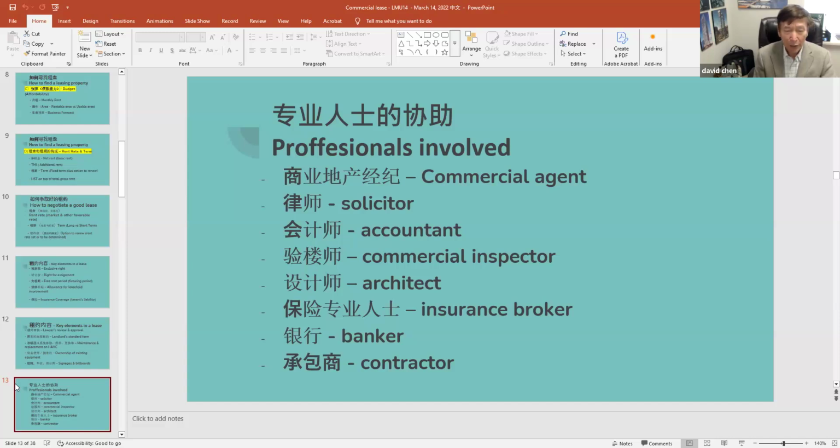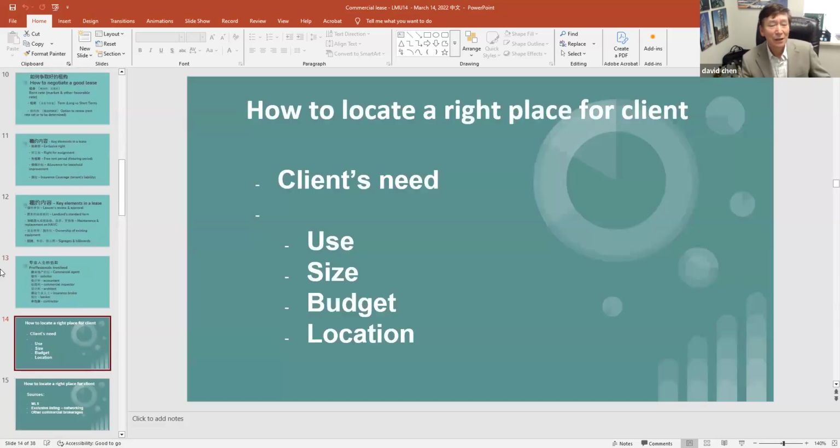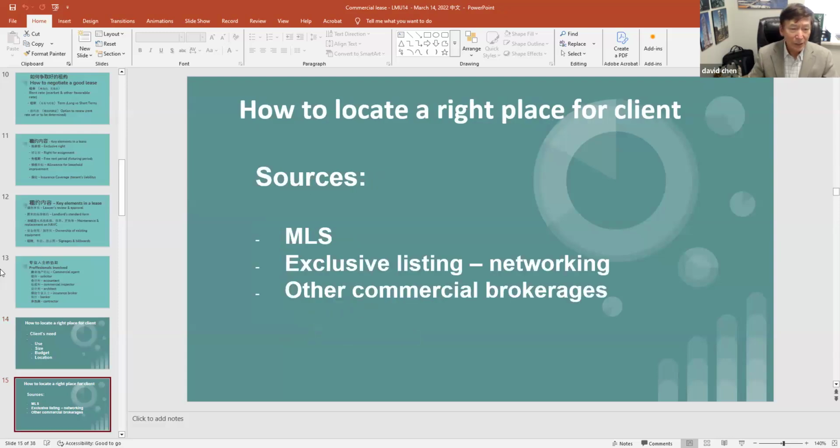So in that way, if you are a tenant agent, you have to have some such contacts in case your client asks for them. You can introduce them or let them make the decision. All right. So that kind of thing, I will go quickly for something else.